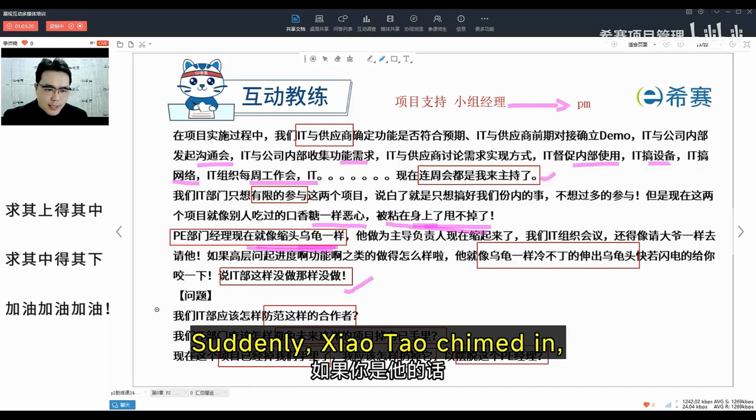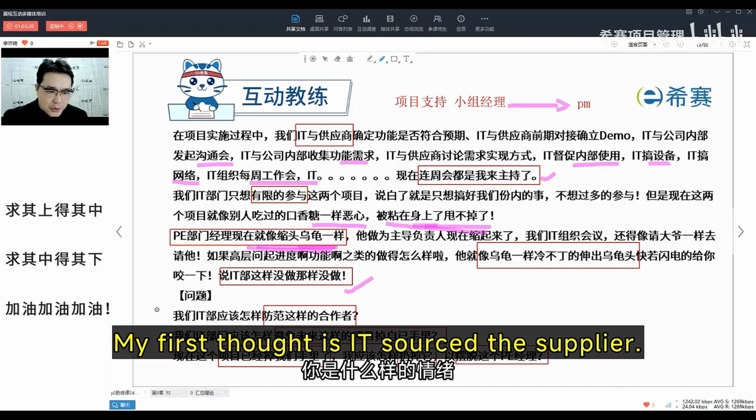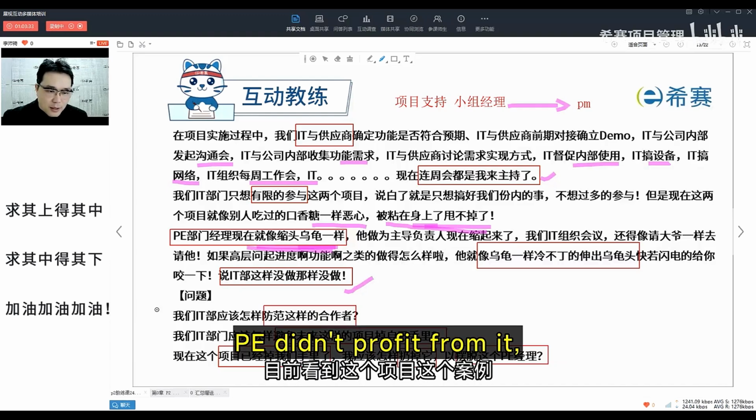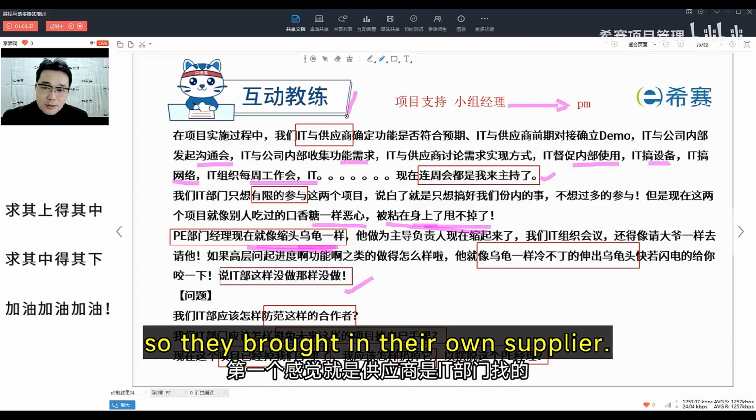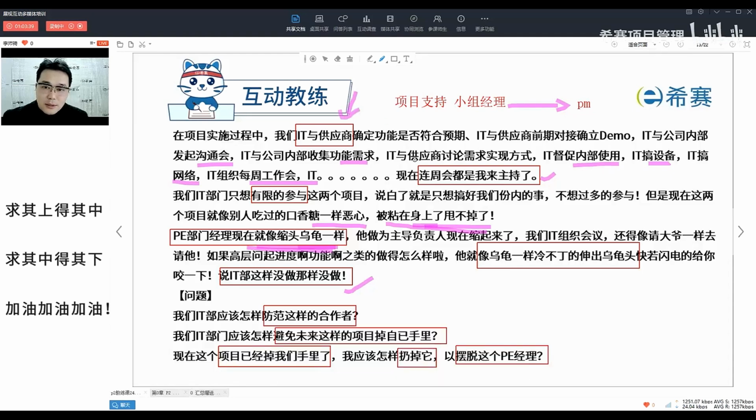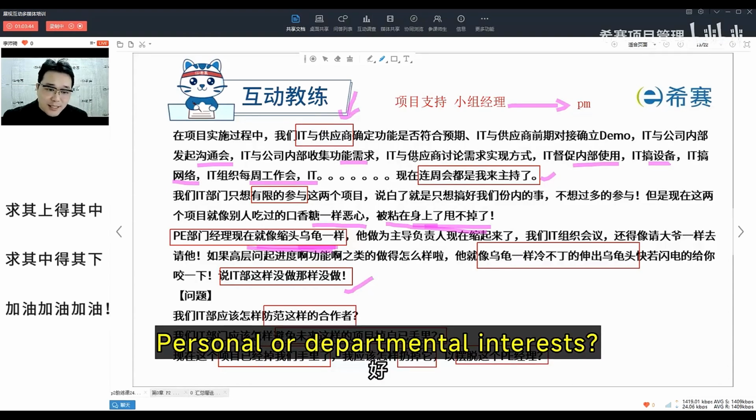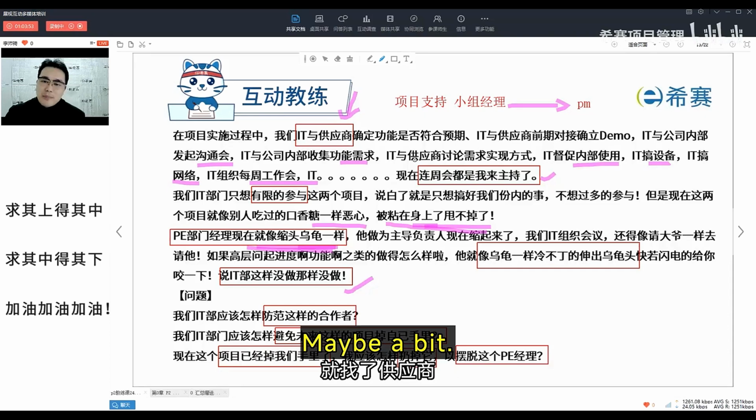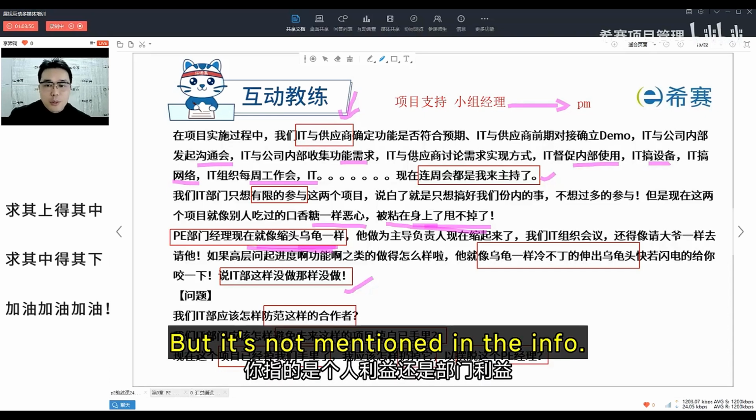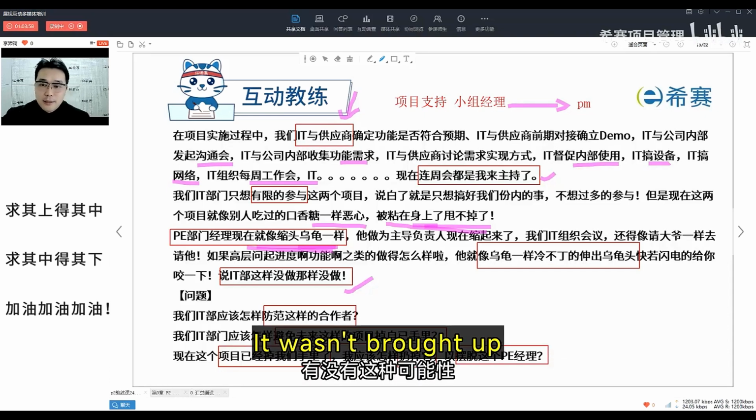Suddenly, Xiao Tao chimed in. Looking at this project case, my first thought is IT sourced the supplier. Right. PE didn't profit from it. So they brought in their own supplier. Personal or departmental interests. Could that be possible? Maybe a bit. But it's not mentioned in the info. It wasn't brought up.